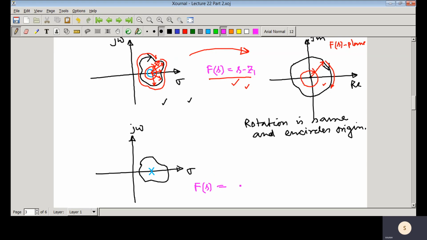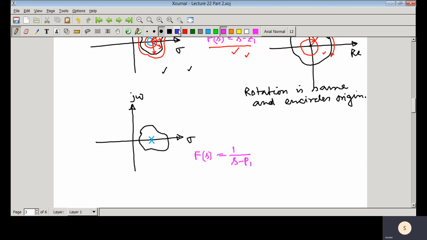So if F(s) equals 1 by s minus p1 is the function, and we have seen that it is encircling the pole, then what happens? This is the real and imaginary axes, and the right hand side is the F(s) plane.